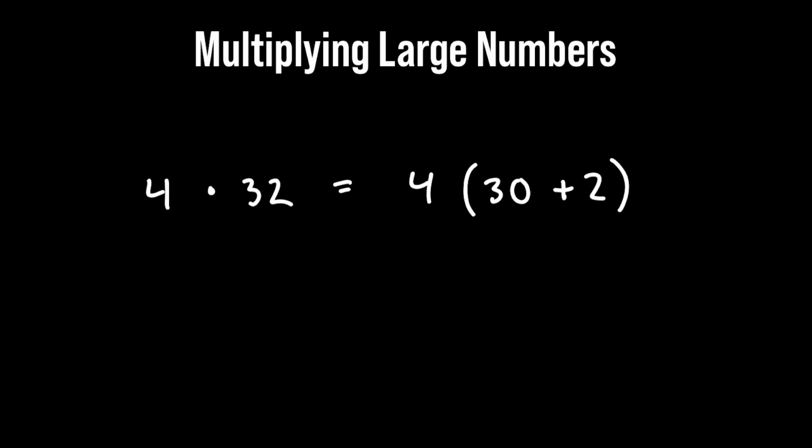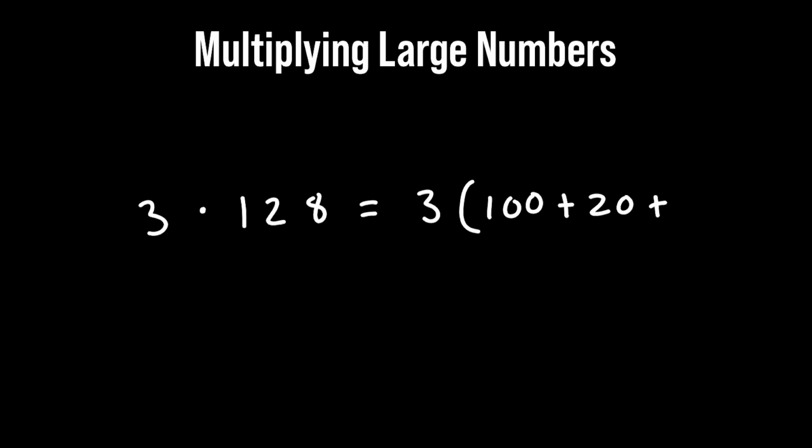For example, let's take 4 multiplied by 32. We can think of this as 4 multiplied by 30 plus 4 multiplied by 2. And by the distributive property, we know that these two are equivalent in value.